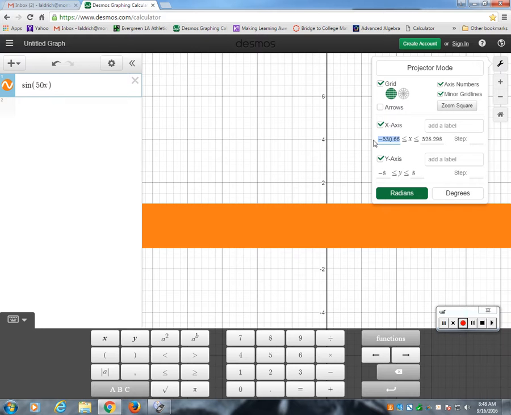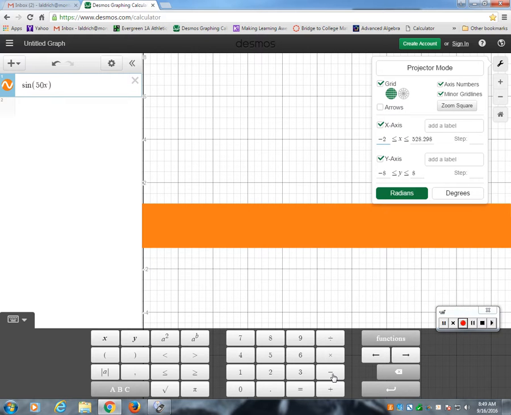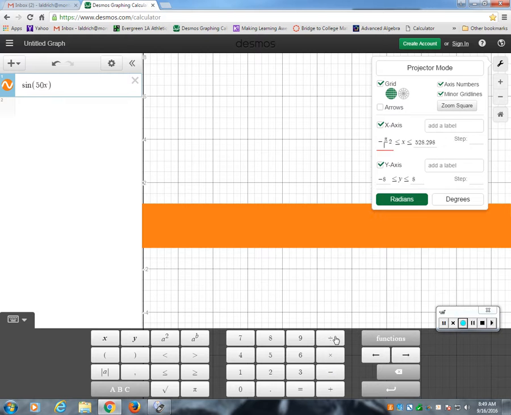So I'm going to piggyback on what Darius said. He went pi over 50 because of the sine of 50x, and he's close, but not quite. It would be 2 pi over 50. Because it's 2 pi over the coefficient, and you always want to be in radians when you're graphing trig things. So I'm going to make my x minimum negative pi over 25, and then I'm going to make, oh, I don't want that right there.